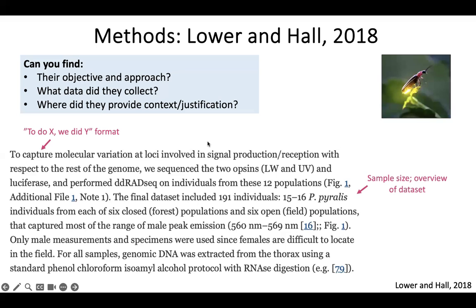And then lastly, in this final sentence, they say only male measurements and specimens were used since females are difficult to find in the field. This is a justification for data collection. You may look at their data set and say, why are there only males here? That doesn't make any sense. But they justified why they did that in the methods, and it actually is a pretty reasonable thing for them to do, considering that females are really difficult to find in the field. Maybe they're not flashing like the males.